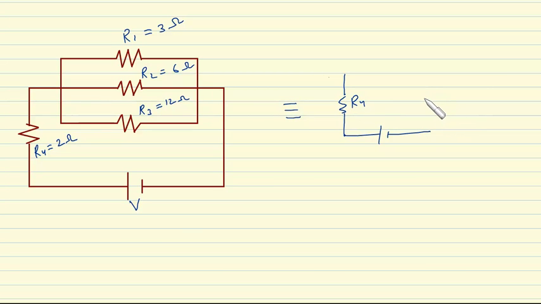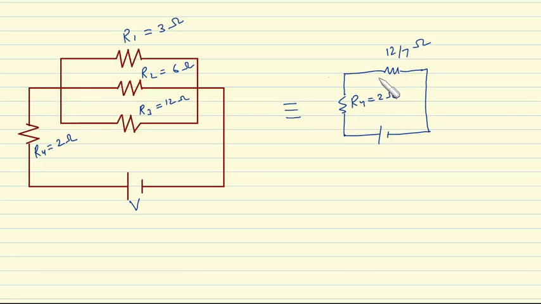We have just found out in the previous question that the equivalent of these three resistors is 12 by 7 ohm. So we can replace this whole circuit, these whole three lines and all, with this equivalent resistance of 12 by 7 ohm, and we can complete our circuit. Here we have R4 equal to 2 ohm. Now you can clearly see that this R4 and this 12 by 7 are in series. Both of them are in series connection.